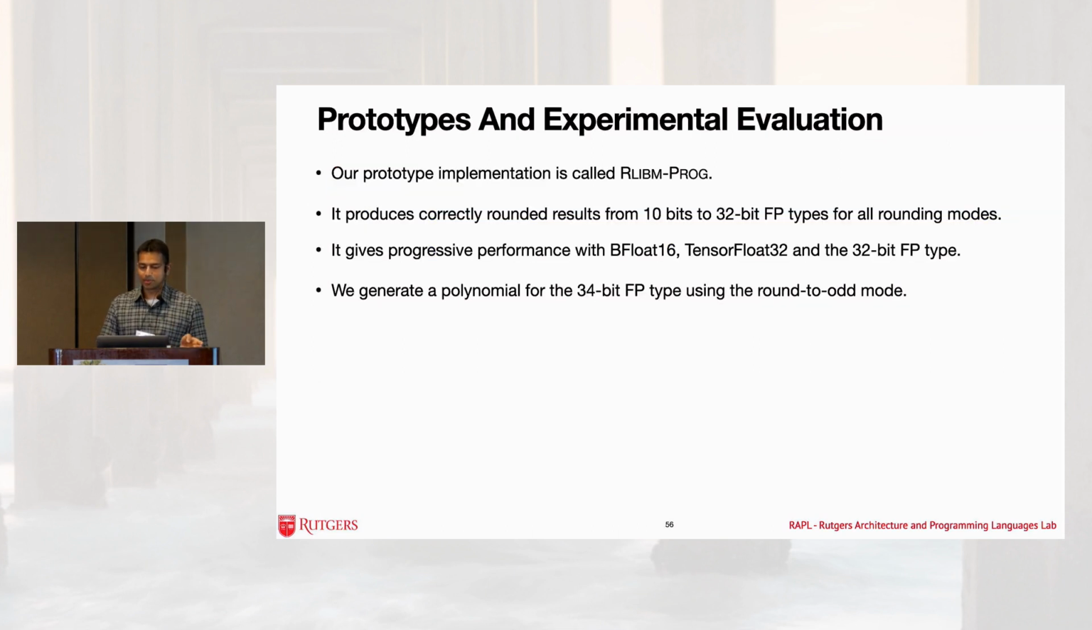Our prototype implementation is called RLIBM-PROG. It produces correctly rounded results from 10 bits to 32-bit floating point types. It gives progressive performance with bfloat 16, TensorFloat 32, and the 32-bit floating point type. We achieve this by generating a progressive polynomial for the 34-bit floating point representation using the round to odd rounding mode.